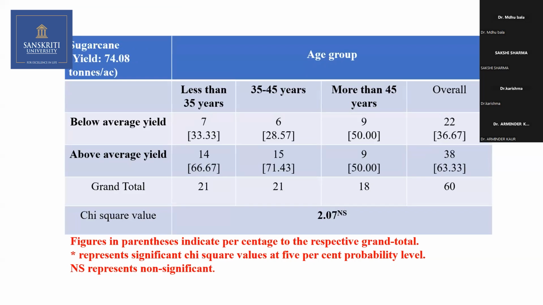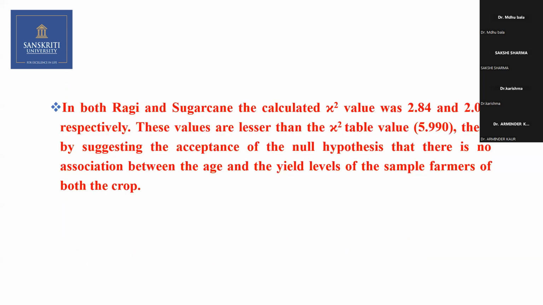Then the age group versus sugarcane, similar to ragi, they have tried with the sugarcane crop also. Here also there is no association between the age group and the sugarcane yield. So chi-square was found to be not significant. For both ragi and sugarcane, the calculated chi-square values were 2.84 and 2.07 respectively. These values are lesser than the chi-square table value or the critical value. So that suggests you can accept the null hypothesis: there is no association between the age and the yield level of the sample farmers of both the crops.